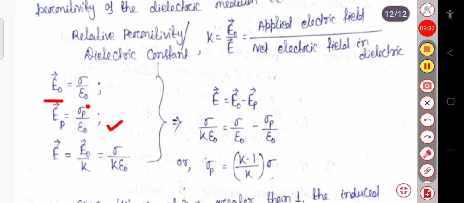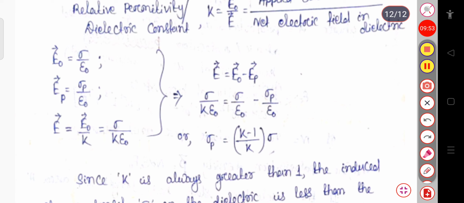And also we can write the net electric field E equal to E naught divided by K, and here the value of E naught equal to sigma by epsilon naught. So simply substituting this value, E equal to sigma by K epsilon naught. Now let me write E equal to E naught minus EP. The net electric field, we know, equals the field applied minus the induced field developed to oppose that applied field.